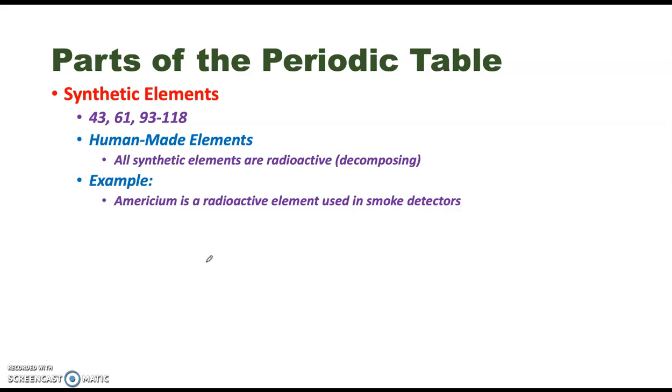One of them, though, that is synthetic is americium. It's actually used in smoke detectors. It gives off a decay product of charged particles, and it constantly emits those inside the smoke detector, and those particles hit a metal plate. As long as they keep hitting that metal plate, that plate will conduct electricity and your smoke detector's happy.